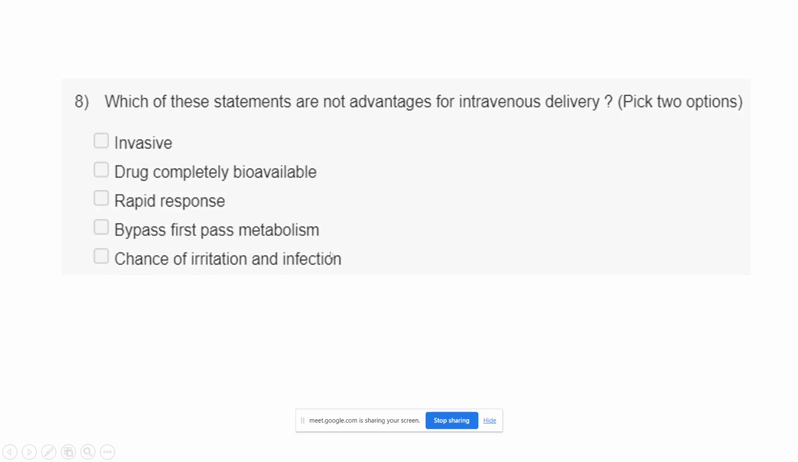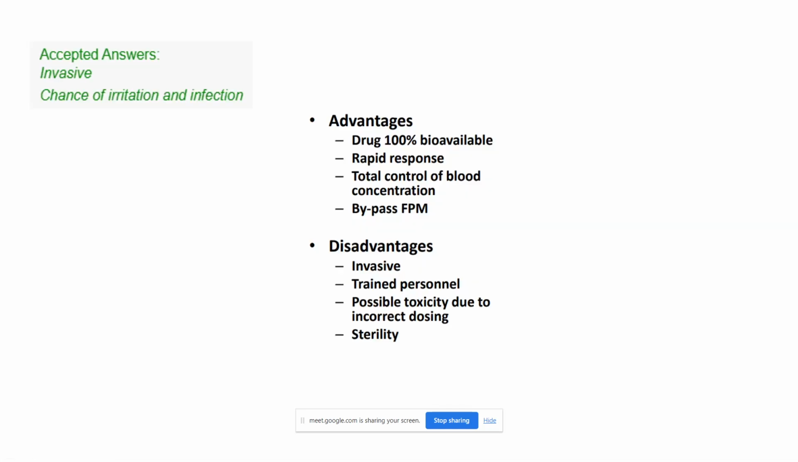Chance of irritation and infection, disadvantage. So the not advantages of IV, or basically disadvantages, would be invasive and chance of irritation and infection. These two options will be the correct answer.